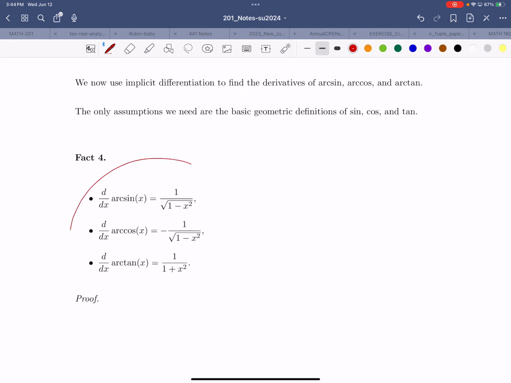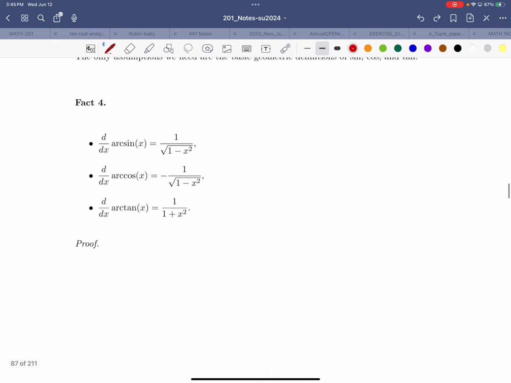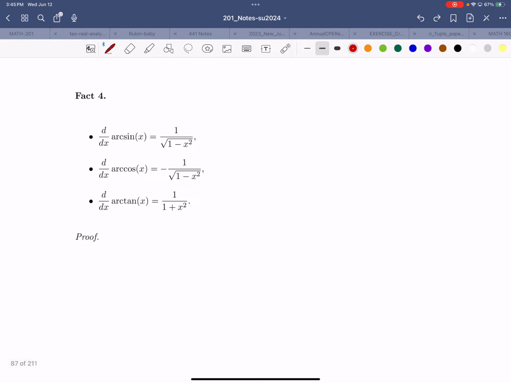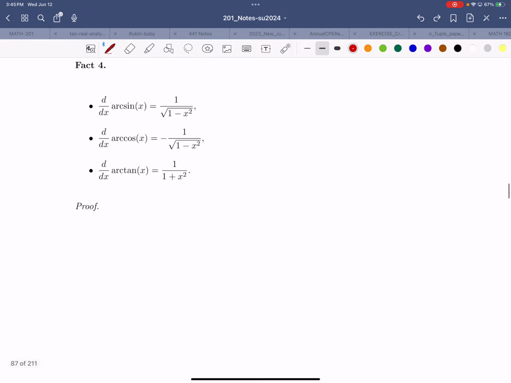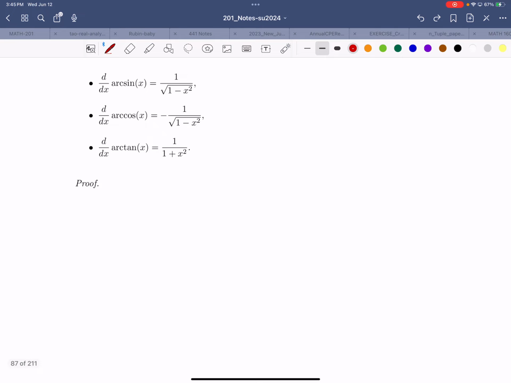Okay? Now, it turns out that this is true. We use implicit differentiation to take the derivatives of arc sine, arc cosine, and arc tangent, and their derivatives are maybe something that we didn't quite expect. Now, how do you prove these? Well, I'll prove one of them for you, and I'll let you prove the others, because they're very similar. Okay? Here's the proof. We want to show the derivative with respect to x of arc sine of x equals this. How do you show that?